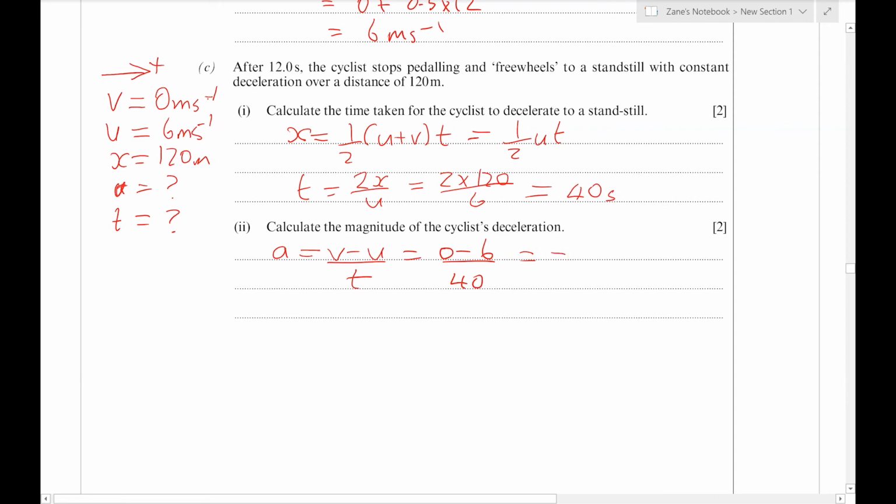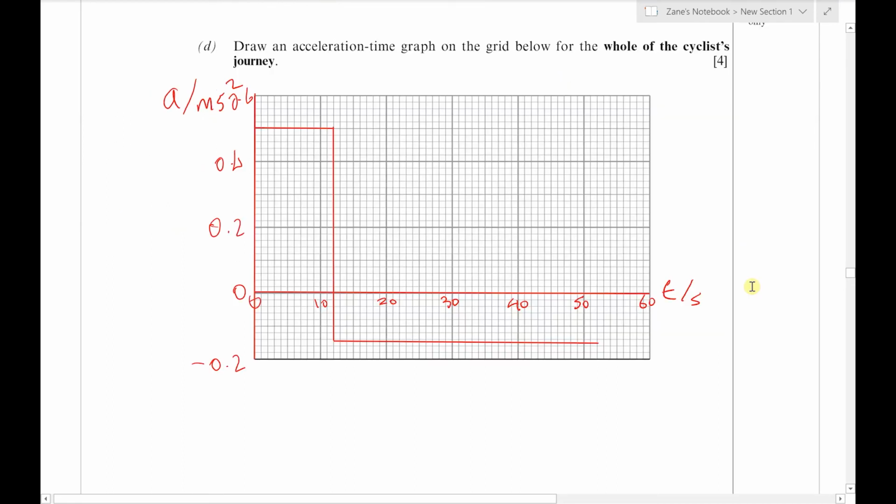Note that we get a negative sign with the answer here. The exam board won't be too worried about whether or not you've got the minus sign in because they've asked for a deceleration. So put the numbers into the calculator, and we get minus 0.15 meters per second squared. Okay, so next the question asks us to draw an acceleration-time graph on the grid below for the whole of the cyclist's journey.